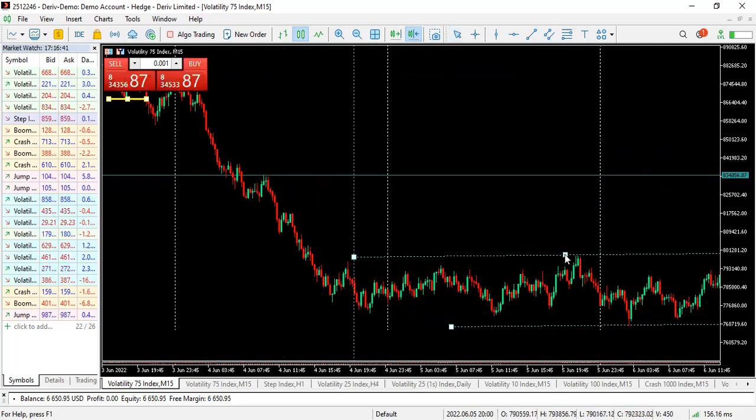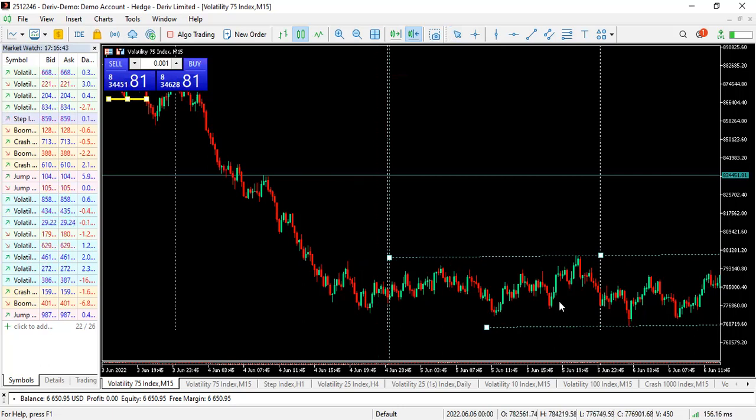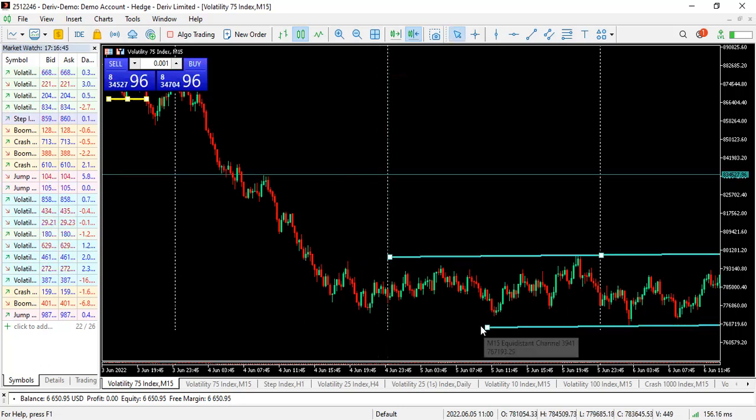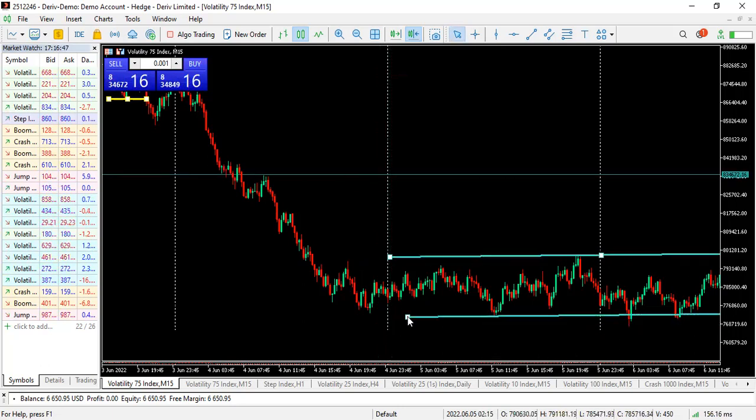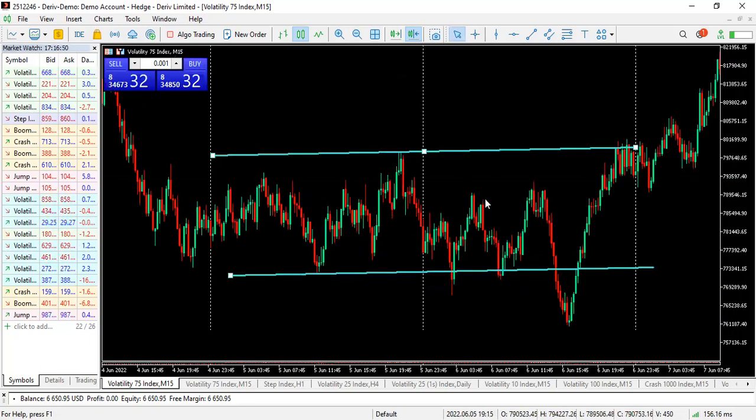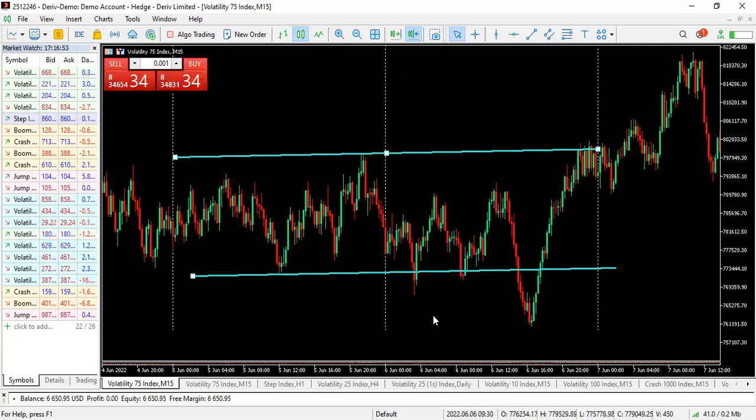Let me mark my high of the day and low of this very day and see what happened the next day. Look at what happened the next day. Price traded below here, took all the liquidity below here. And what did we have? A short-term price structure break.